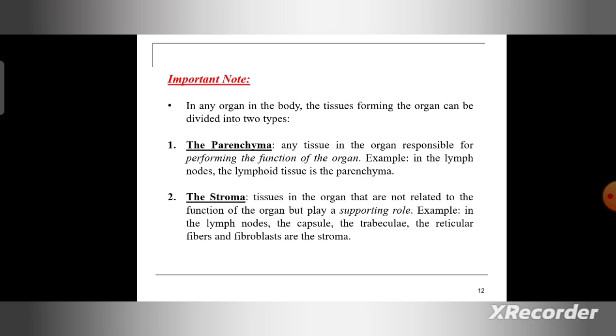Next is an important note. In any organ in the body, the tissue forming the organ can be divided into two types, that is the parenchyma and the stroma. Parenchyma is any tissue in the organ responsible for performing the function of the organ. For example, in the lymph node, the lymphoid tissue is the parenchyma. The stroma is the tissue in the organ that is not related to the function of the organ but plays a supporting role. For example, in the lymph nodes, the capsule, the trabeculae, the reticular fibers and fibroblasts are the stroma.